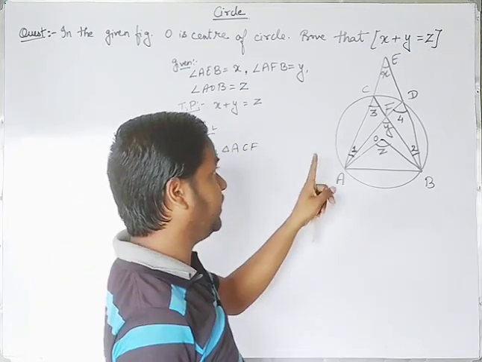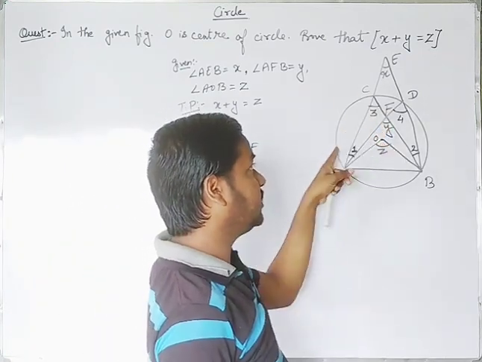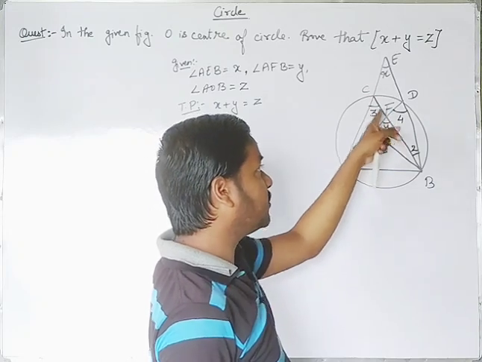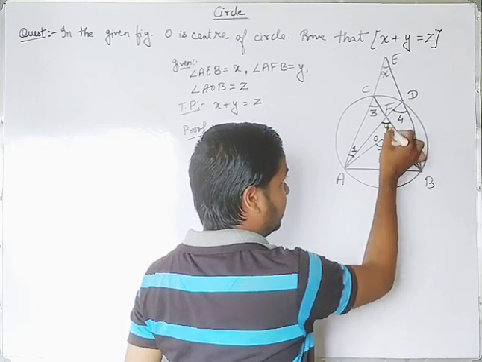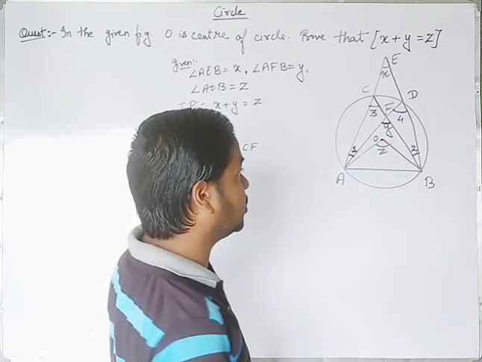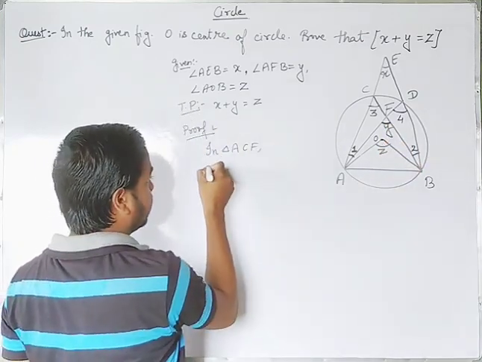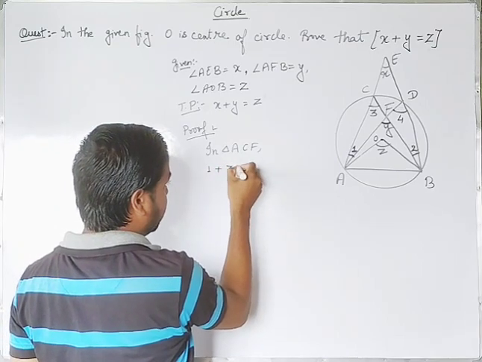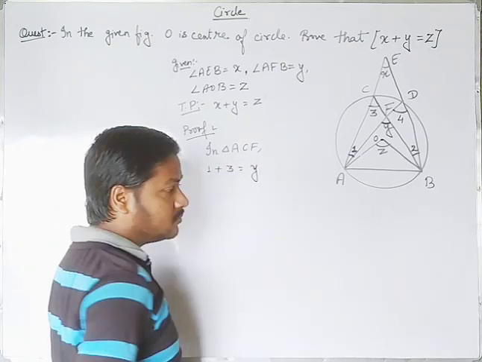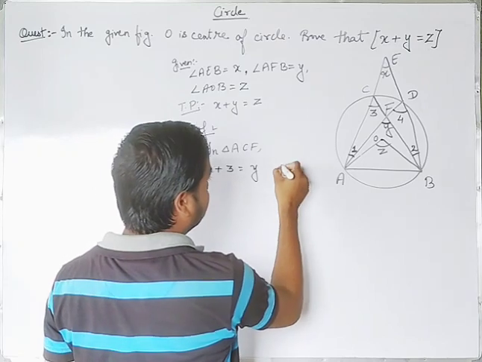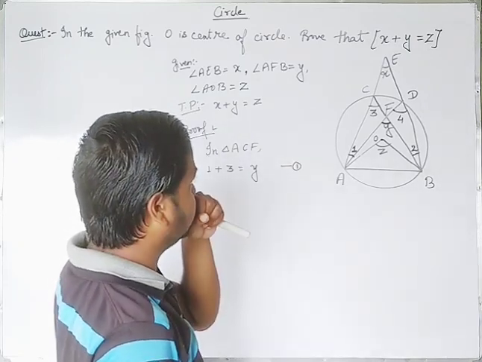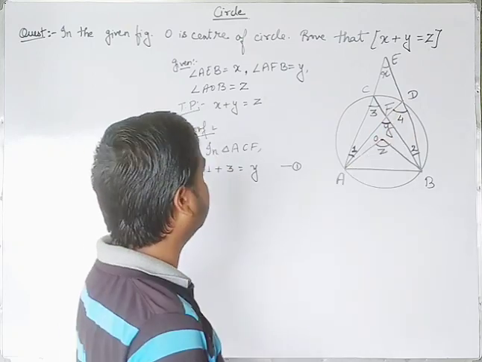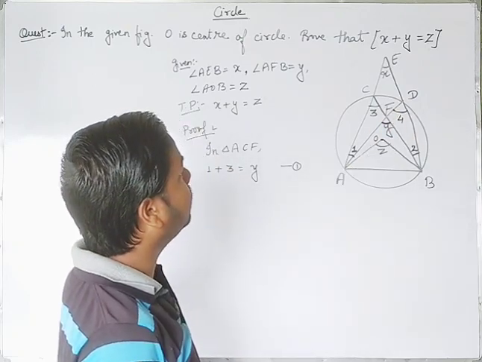In triangle ACF, CF is produced, so this angle y is behaving as an external angle. So we can write 1 plus 3 is equal to y. Let it be equation 1. We can take 2 and 4 also, but no need to take 2 and 4.